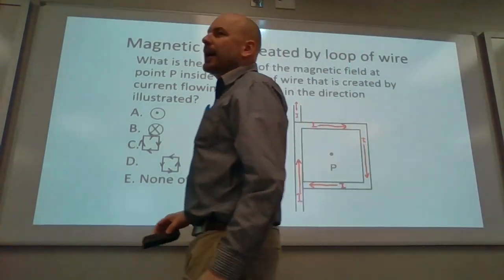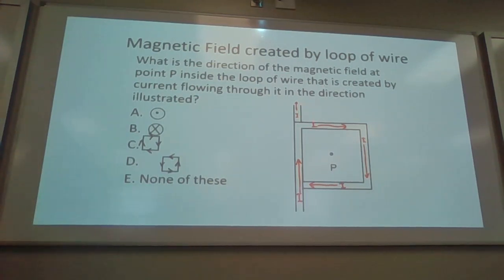I'm going to take my wire and I'm going to put it in a loop. My suggestion for evaluating this is look at each side. Left side, top side, right side, bottom side. Evaluate them separately and figure out the direction of the magnetic field at point P.